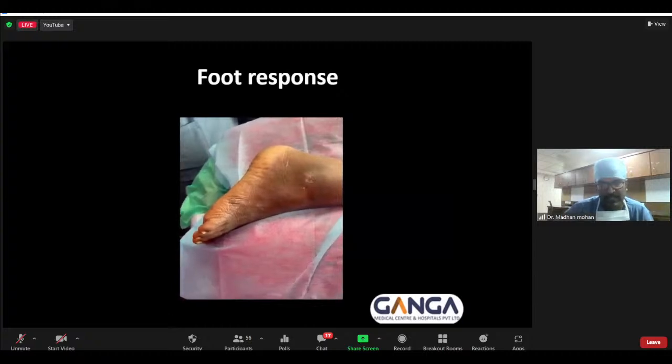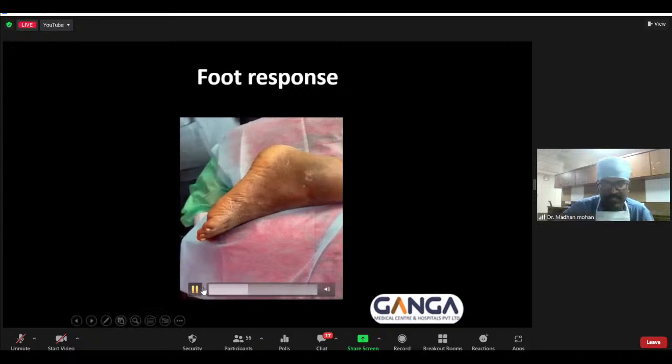Suppose the patient is in a below knee cast or slab and all, in that case you cannot elicit an inversion response. In that case, a response like this plantar flexion is acceptable.